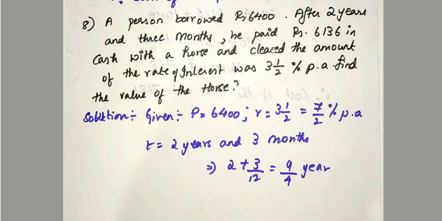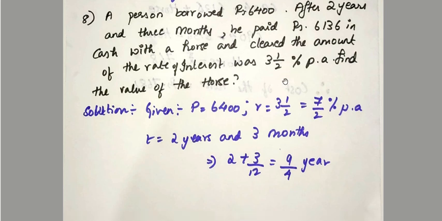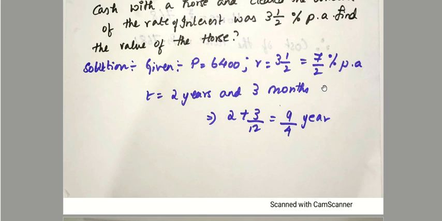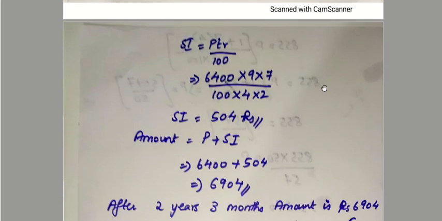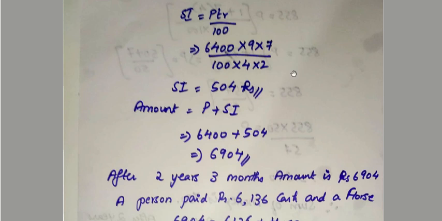When he repaid the amount with the interest, he has paid 6,136 in cash with the horse. So we are supposed to find the value of the horse. The rate of interest is 3.5%, which can be written as 7 by 2%. So simple interest is equal to PTR by 100, which is equal to 6,400 into 9 into 7 divided by 100 into 4 into 2. So you get your simple interest amount to be 504 rupees.